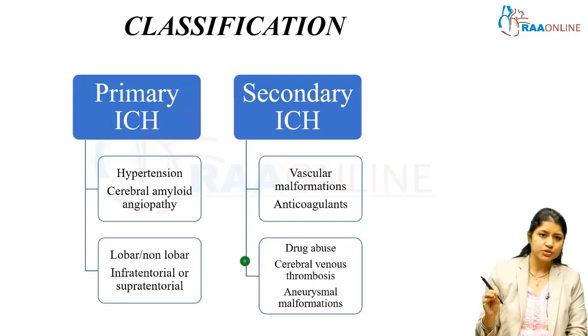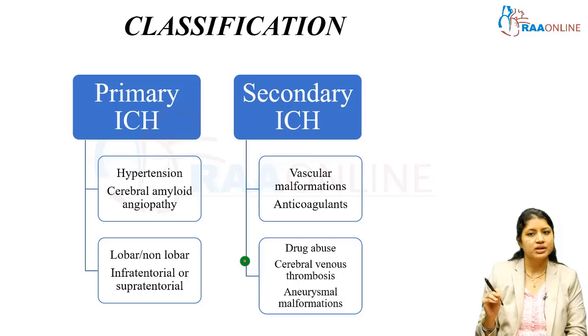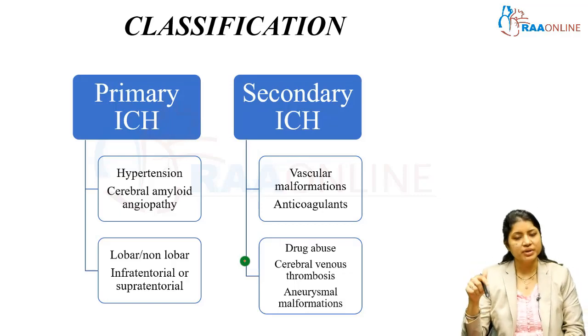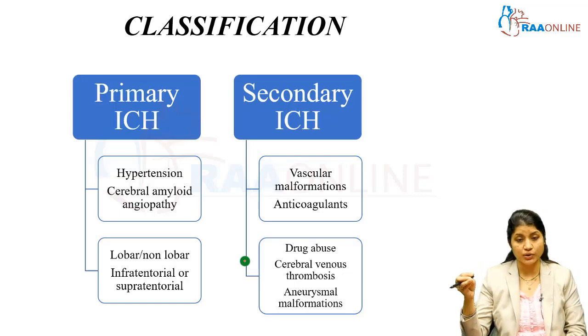So it is classified into two types, primary ICH and secondary ICH. Primary ICH is most commonly due to hypertension or cerebral amyloid angiopathy and is seen predominantly as lobar or non-lobar hemorrhages, which can be either infratentorial or supratentorial.